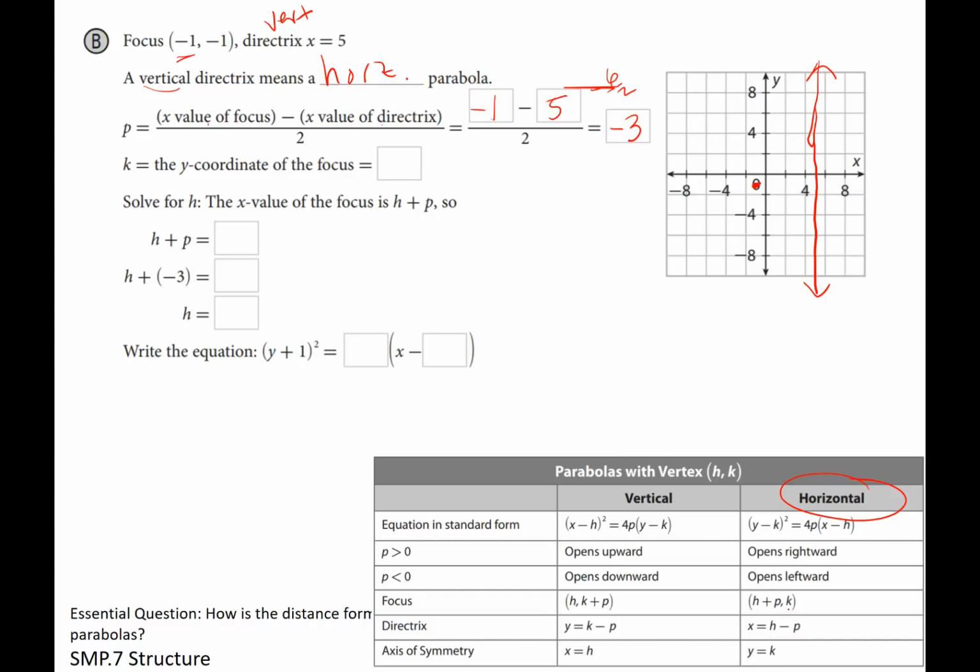If we look here, the k value is the y part of the focus, according to this chart. So the y part of my focus is -1.